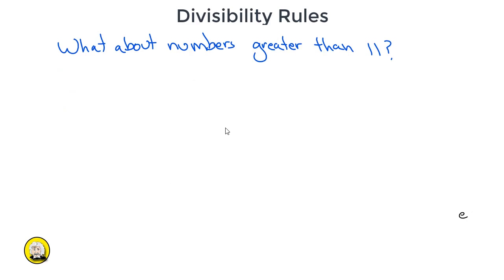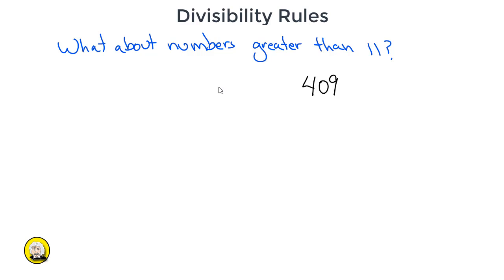Some of you students might be asking, wait a second, don't we ever have to check numbers greater than 11 for divisibility? The answer is yes, you do. For example, you might be required to check whether 409 is a prime number. And if you checked up through 11, I think you'll probably find that you don't have any number that divides evenly into 409. So do I then have to check all the way up to 409?